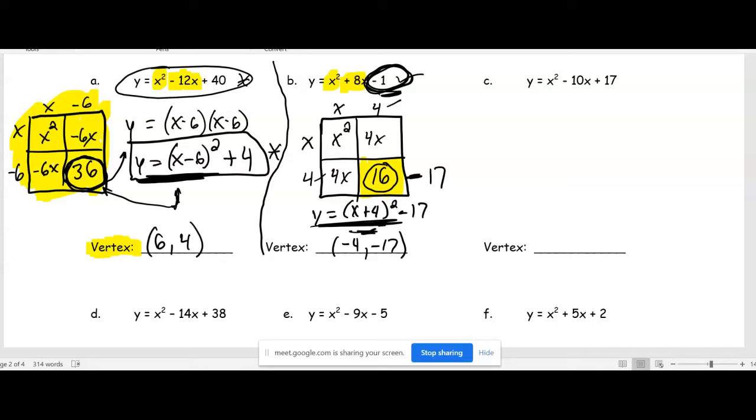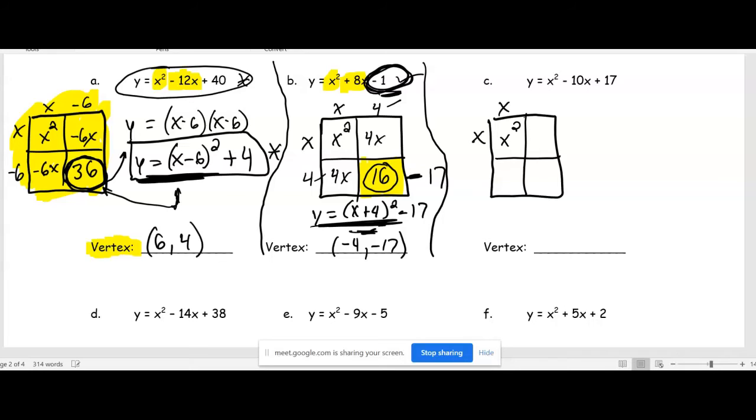Okay, let's try one more with the area model and then see if maybe we can do it without for the last couple. So let's set up our square. We'd have our x and our x to produce the x squared. The -10x we know is a -5 here, -5 there. So we know we've decreased our length and we've decreased our width by 5. So now, for the perfect square, think about what it gives you in this box here, and think about what we actually would need.